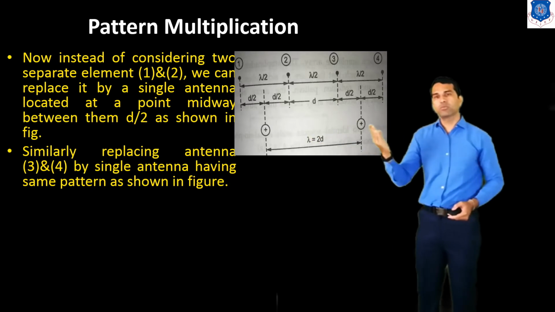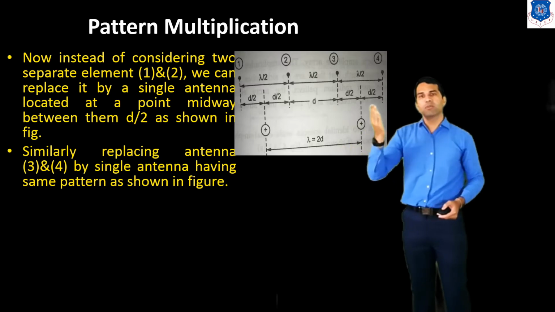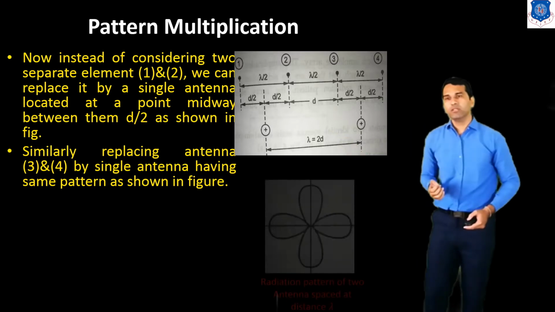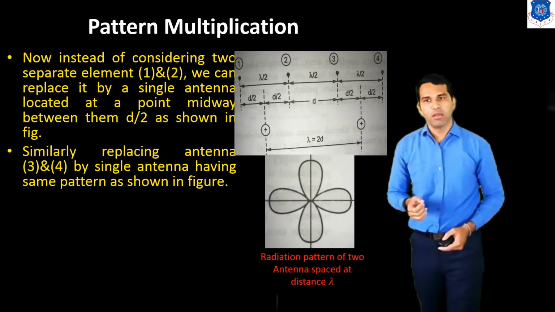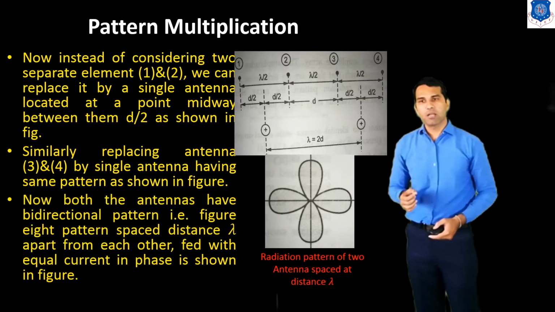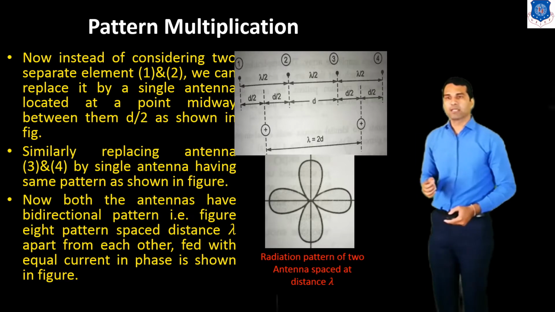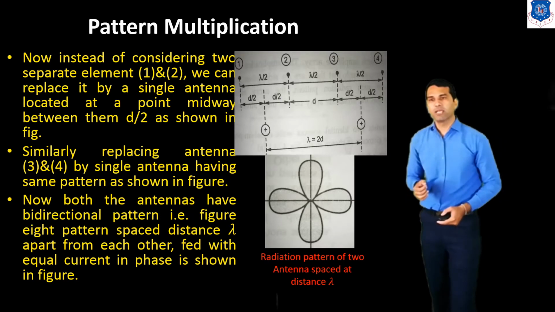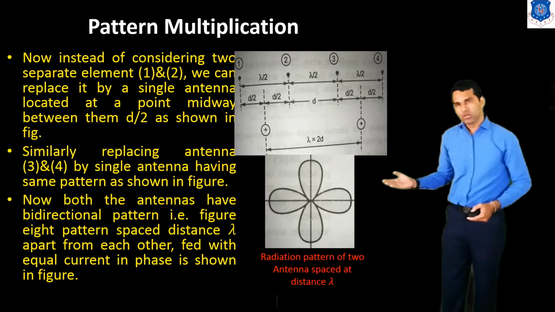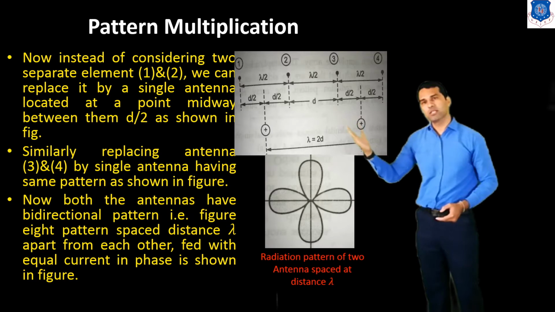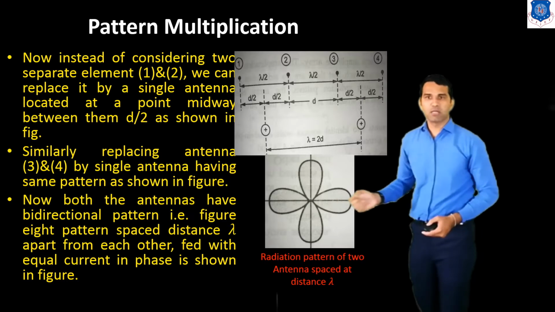But the distance between these two elements is lambda. Here the distance between the elements is lambda by 2, but here the distance between these elements is lambda. Similarly, we replace elements 3 and 4 by a single element. So now both the antennas have a bidirectional pattern. The figure 8 pattern, spaced lambda apart from each other, fed with equal current in phase, as shown in the figure. So this is the pattern when we place two elements at the distance lambda. So we get this type of radiation pattern.